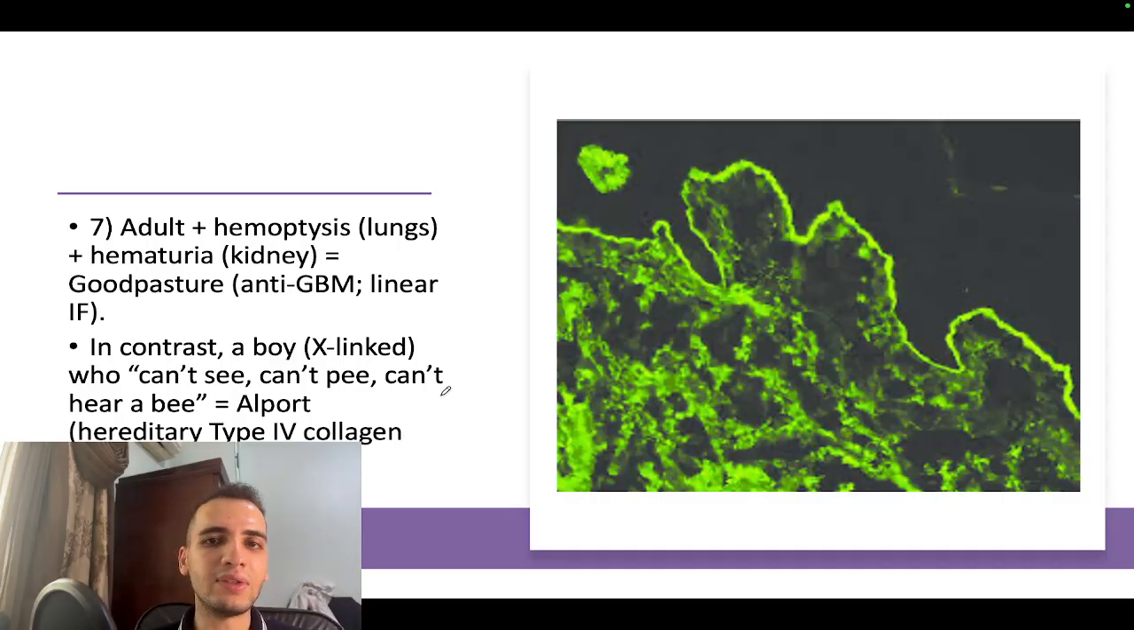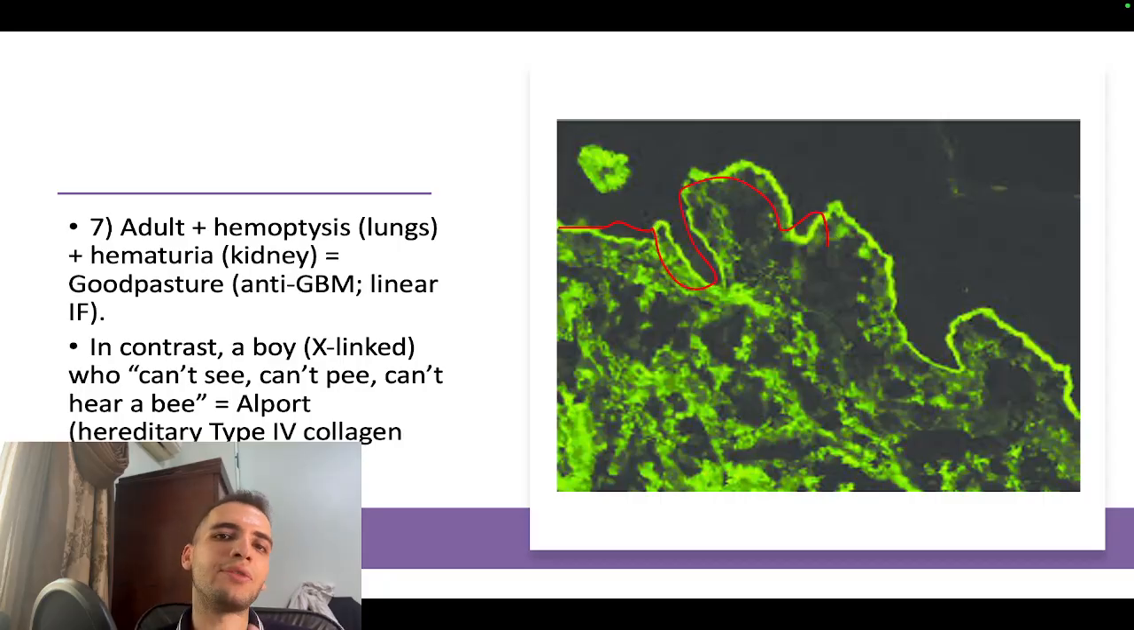The first disease is an autoimmune one, so it happens in adults, and it's antibodies against the glomerular basement membrane or against type 4 collagen in general. It usually affects the lung and the kidneys, and this is called Goodpasture syndrome. You will see hemoptysis and hematuria in an adult, and it's usually antibodies against the glomerular basement membrane. These antibodies will deposit in a linear fashion like this, and this is called linear deposition.